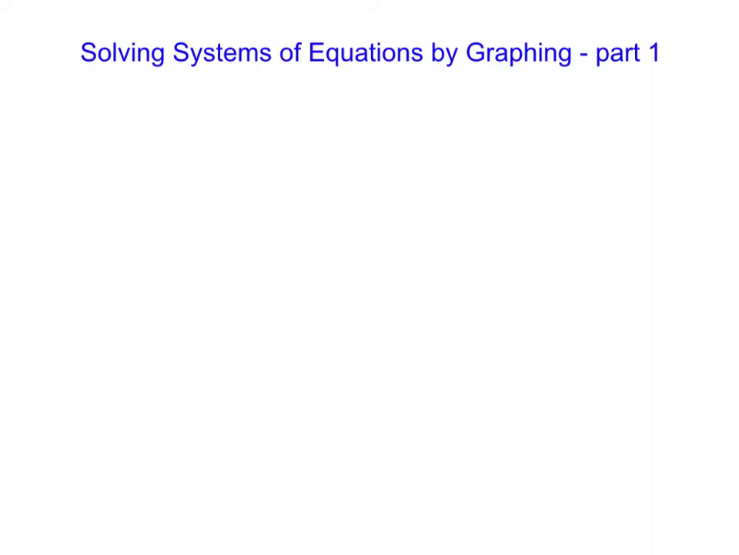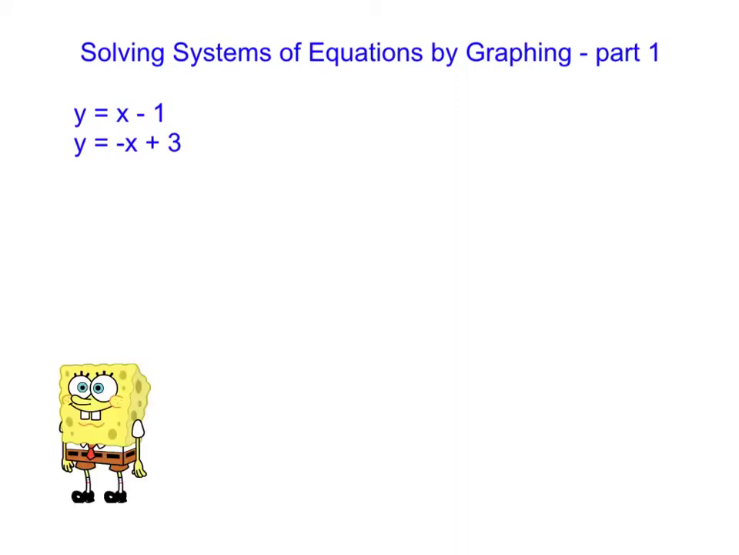In this section, we are going to be solving systems of equations by graphing, part 1. So we're going to start with the basics of what we're going to do. You want to find the ordered pair that is a solution to both equations. So let's first write down our two equations. We have the equation y equals x minus 1 and y equals negative x plus 3. So we have to graph these.